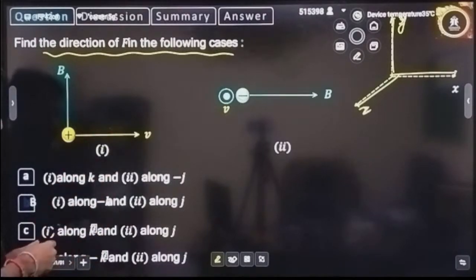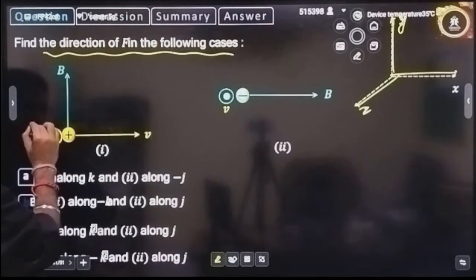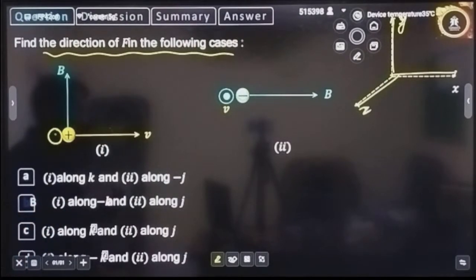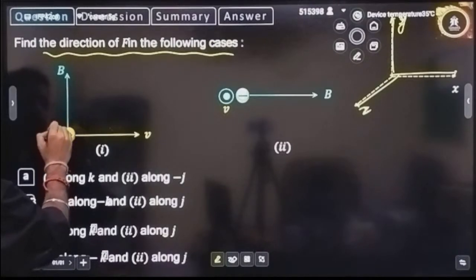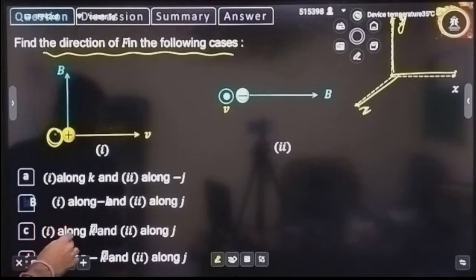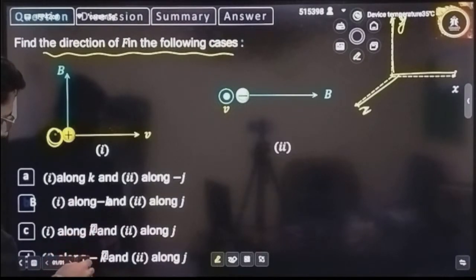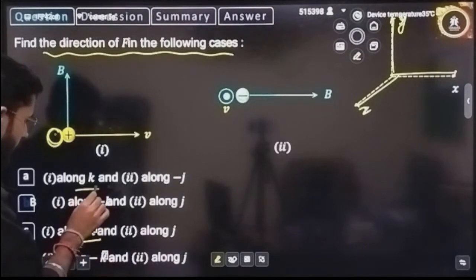Can you say the direction that is coming is outside the plane? That is what I can say. What is the direction of magnetic force? The direction of magnetic force is outside the plane. Which option is giving you along k cap? Options are not written here properly, but here I can see this is k, this is k.